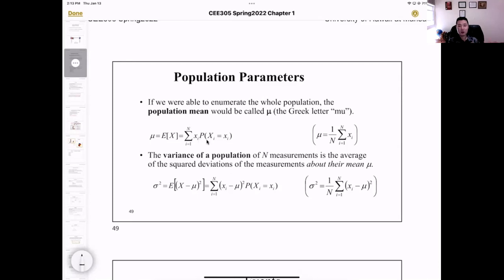If it's an equally likely event, then for every single item the probability will be the same, and we can just use the equation on the right. So mu is equal to all the items added together divided by N, where capital N is the population size and small n is the sample size. As you can see, the equation for the population mean is almost the same as the equation for the sample mean.